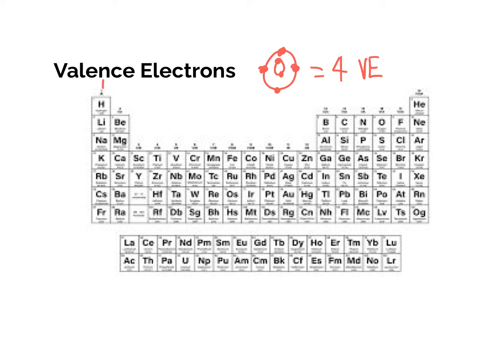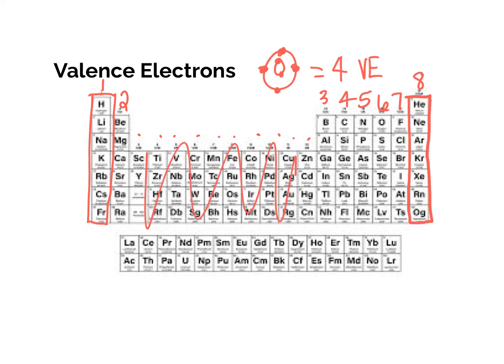So all of these have 1 valence electron. All of these have 2. We skip through the metals. This column has 3, 4, 5, 6, 7, and 8. So all of our noble gases over here have 8 valence electrons, and that is the pattern all the way through, except for our metals here.